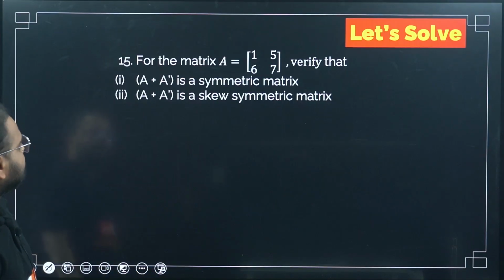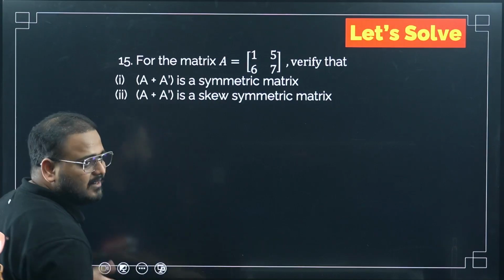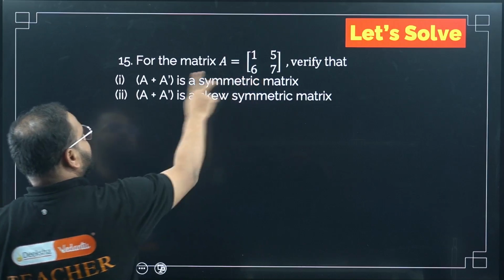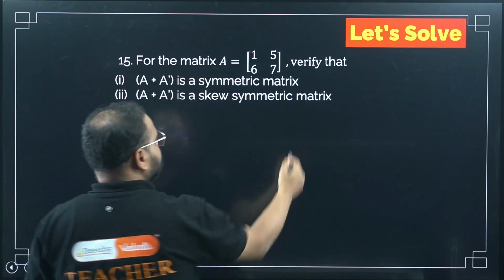Okay, moving ahead. Question. So we have to prove that if this is A, take A and A transpose sum and prove it is coming as symmetric. Let's do it.